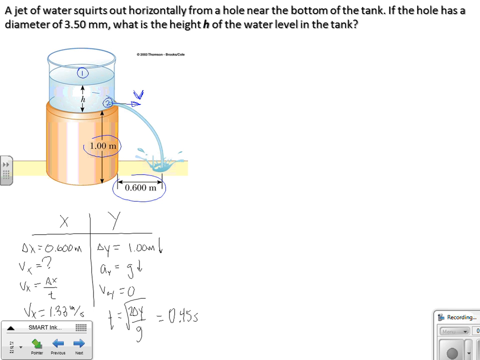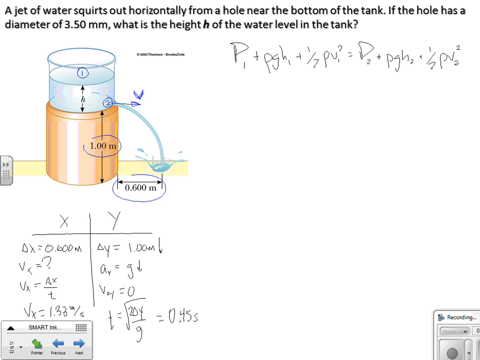Okay, now, if we go to this fluid thing, this is a moving fluid with 2 different heights and all that stuff, so we're going to use Bernoulli's equation: P1 plus rho g h1 plus 1/2 rho v1 squared equals P2 plus rho g h2 plus 1/2 rho v2 squared.